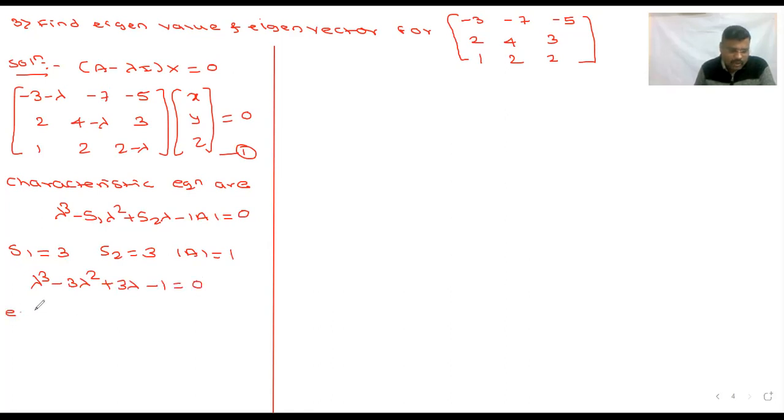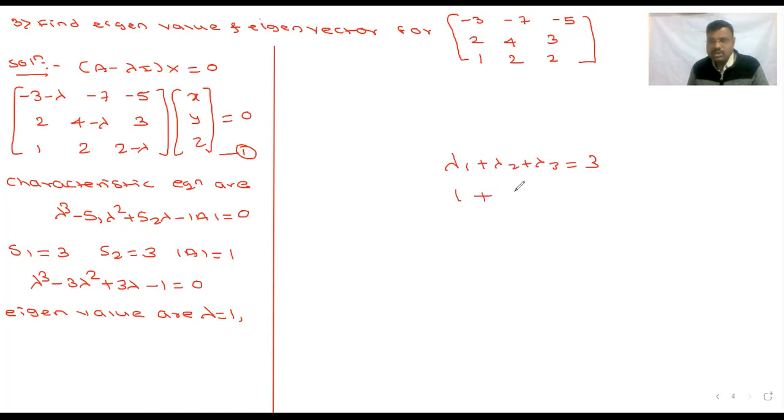So the eigenvalues are: your calculator shows only one value, that is lambda equal to 1. But there exist 3 values, so which are the 3 repeated? The sum lambda 1 plus lambda 2 plus lambda 3 is equal to s1, which should be 3. So only one value is shown; the other two possibilities are 2 or 0. But if we take 0, the product should come to 1. So another value is 1, 1. These are 3 repeated values, and the product is also 1. So the eigenvalues are lambda equal to 1, 1, 1.